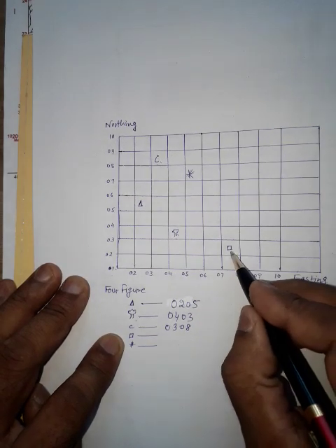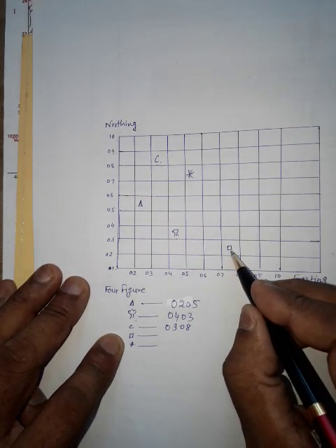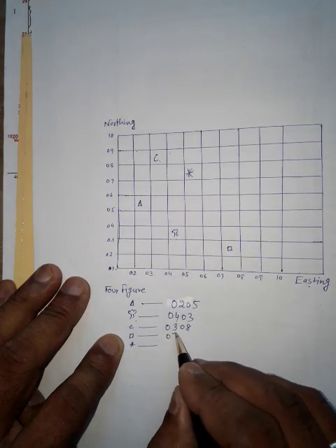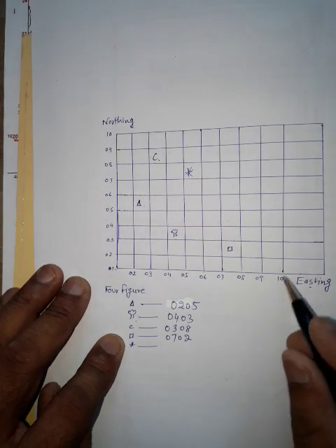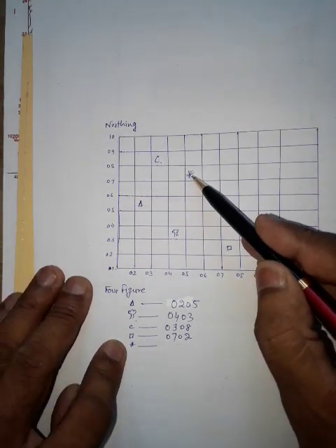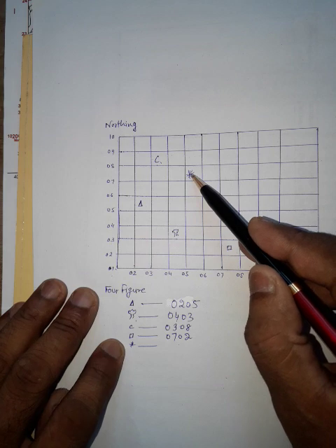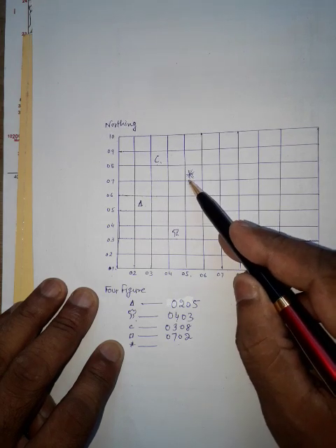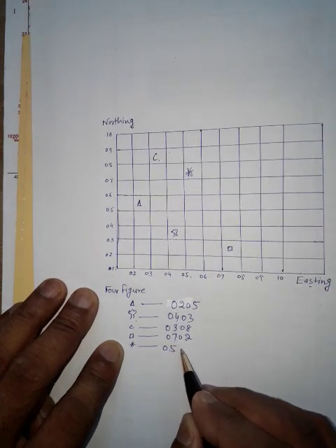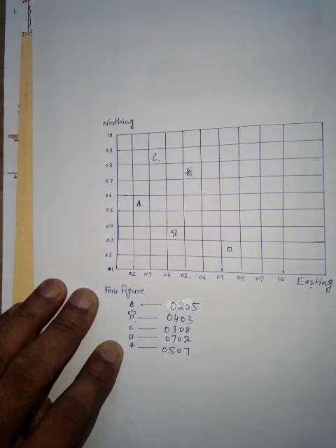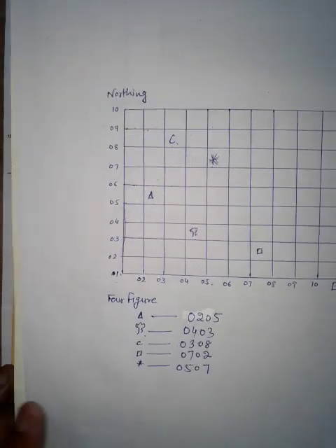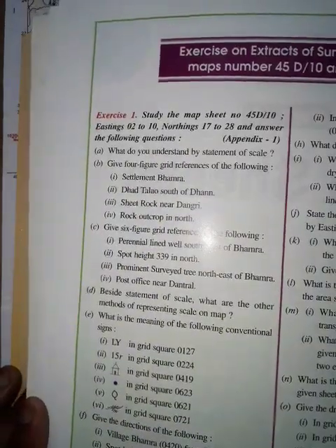Now one square is given. What is the 4-figure grid reference of this? 0702. Now one star is given here. The 4-figure grid reference of this star is 0507. Like that we will find out the points and we will give the 4-figure grid reference of these areas.